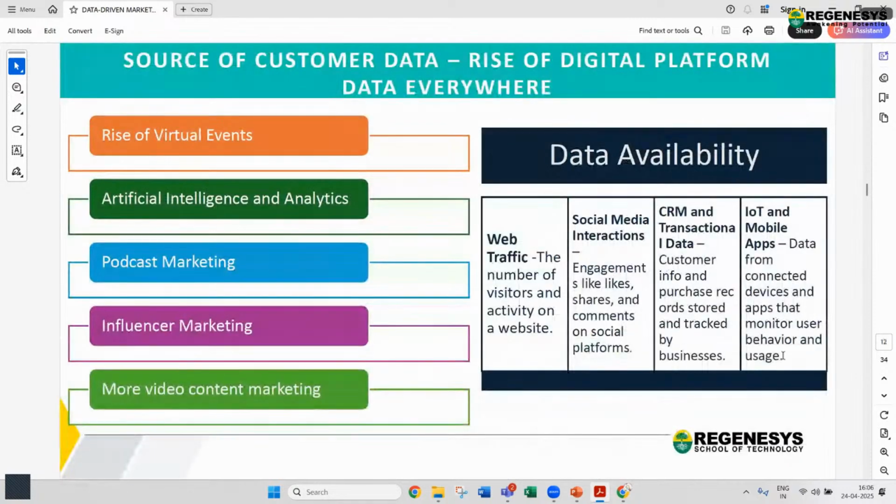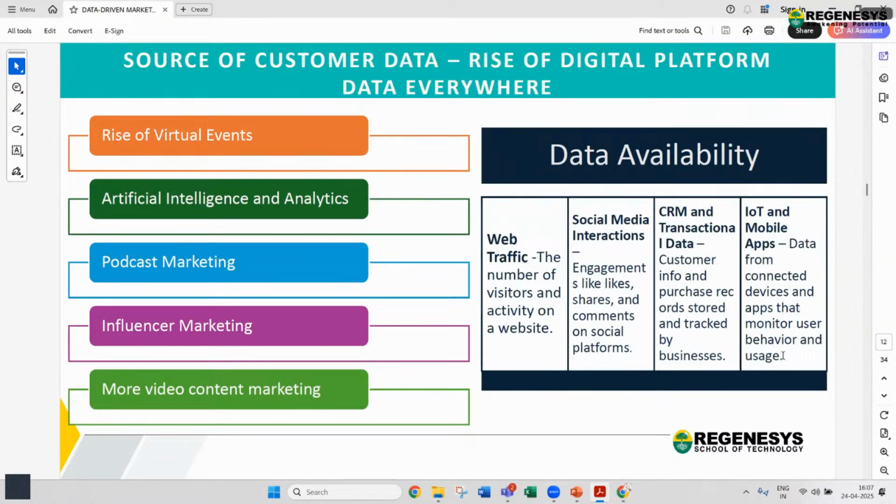So here, the sources of customer data. Nowadays, when we talk about digital platforms, there are many sources through which data is available. The number of visitors visiting the website, that data is also stored somewhere. Social media interactions, when you interact through Facebook, LinkedIn, Twitter, through all these interactions the data is being collected. And when you give your customer information whenever you are purchasing, that data is also recorded. So the source of customer data can be many applications, even your mobile applications.